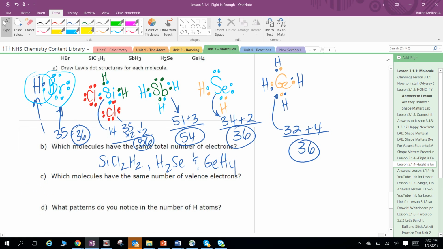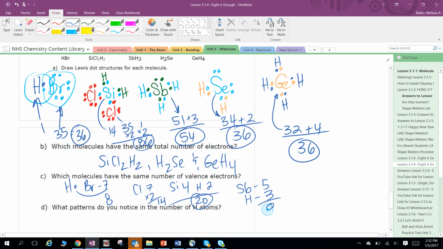Which molecules have the same number of valence electrons? Well, hydrogen's got 1, bromine's got 7, so that makes 8. Chlorine's got 7 valence electrons, and there's 2 of them. Silicon's got 4, and each hydrogen has 1, so that's 2. That makes 20 valence electrons. Sb has 5, and each hydrogen has 1. That's a 3 total. That makes 8 valence electrons.